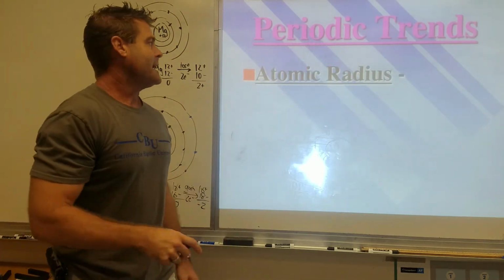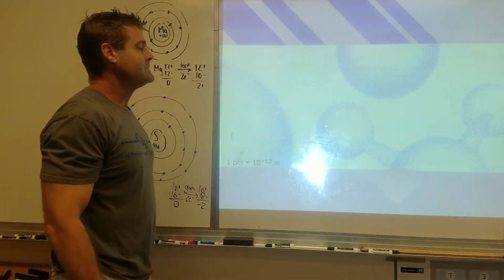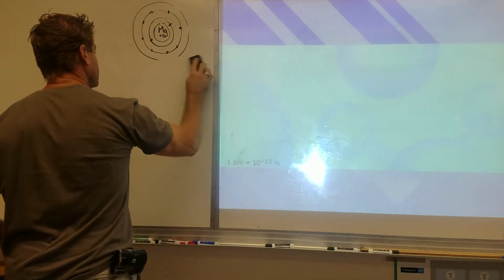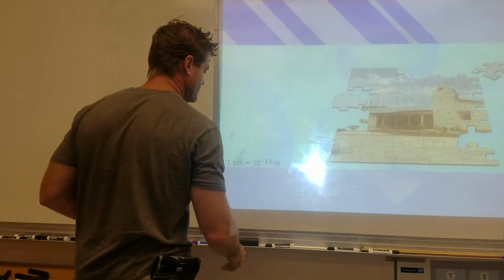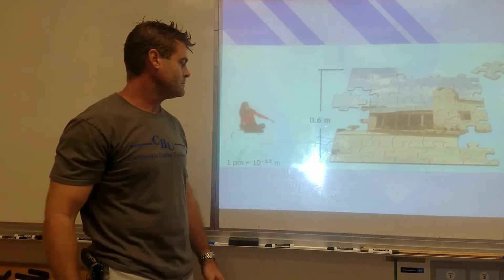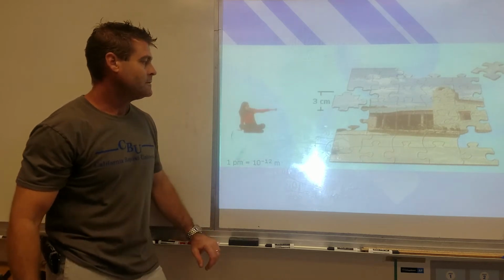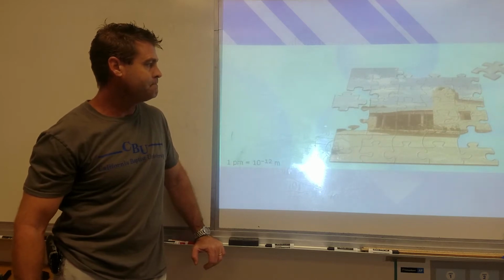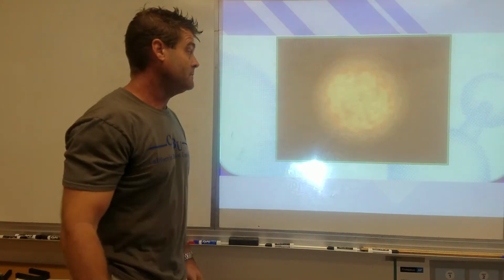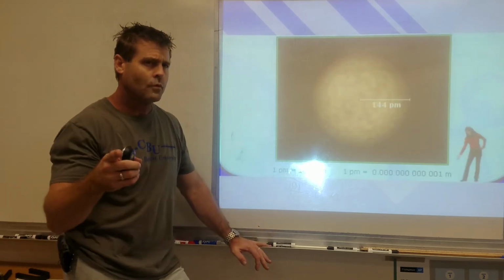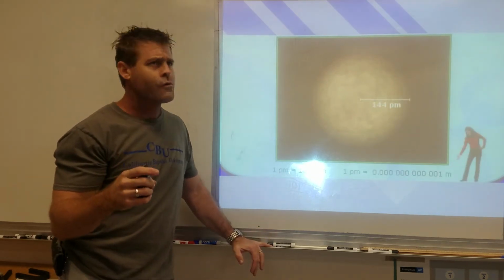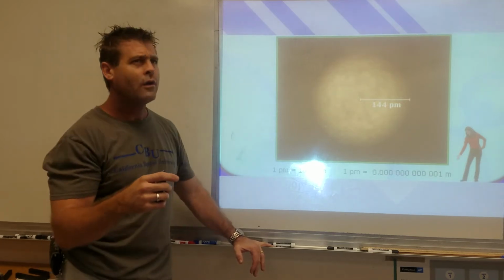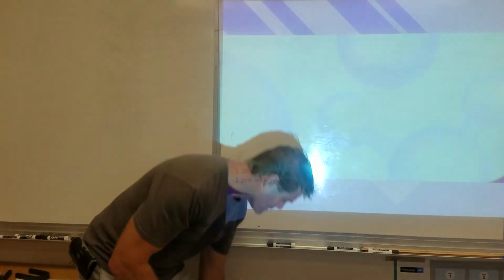Okay, we're going to look at a periodic trend, guys. Atomic radius. And here's what we mean by atomic radius. Try this. The dimensions of a jigsaw puzzle can be measured in meters. The dimensions of a single piece of the puzzle can be measured in centimeters. Okay. But atoms are much smaller than that, you guys know. That's 10 to the minus 12 meters, or 0.000000000001 meters.